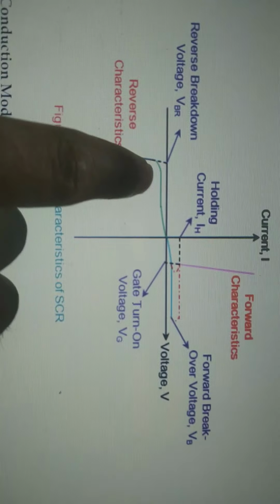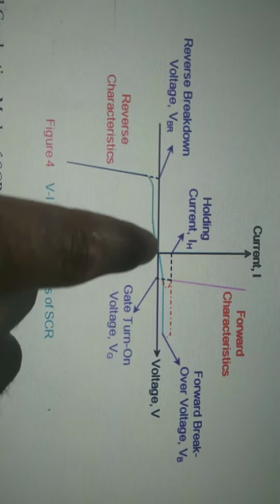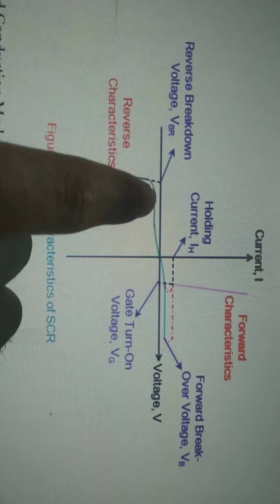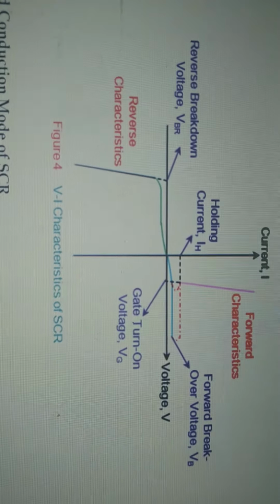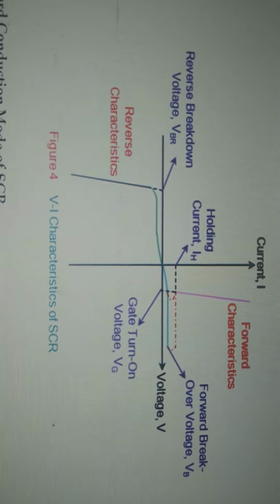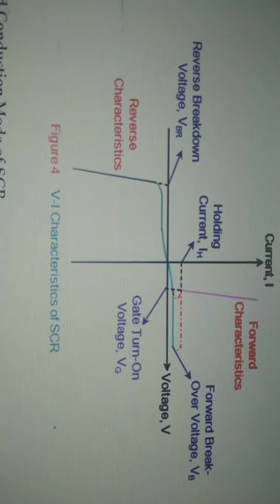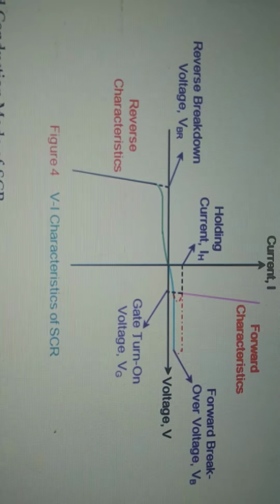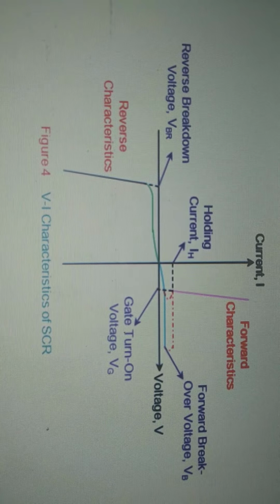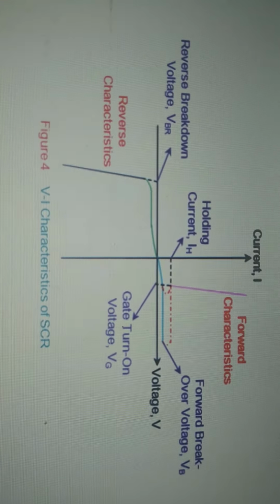Just for theoretical purposes we can discuss those values, but we cannot go beyond the voltage called the reverse breakdown voltage. Avalanche breakdown takes place after that reverse breakdown voltage in the reverse direction, hence a huge amount of current is allowed to flow through the device.